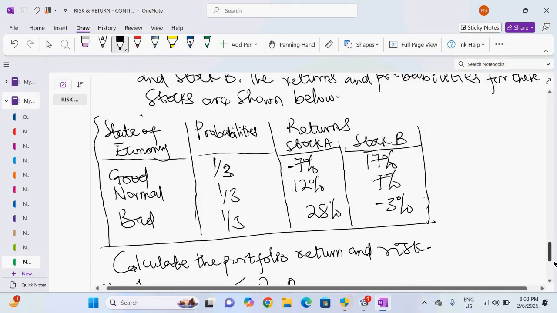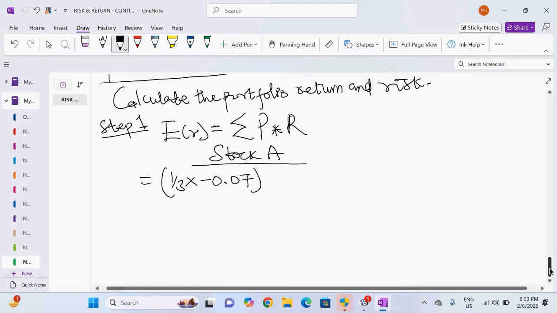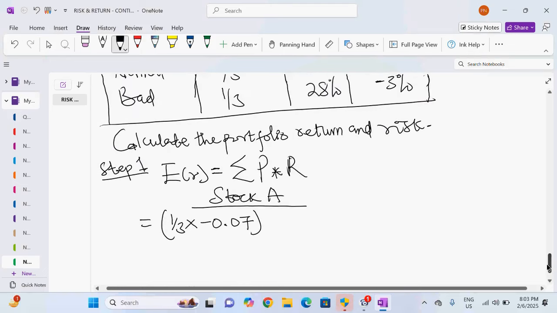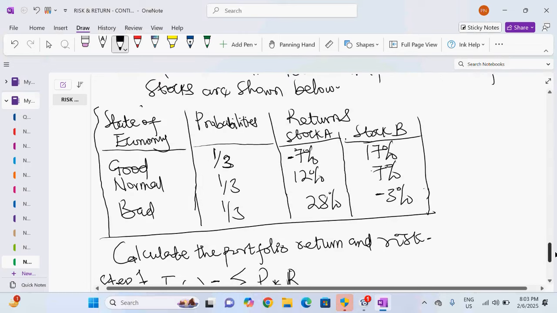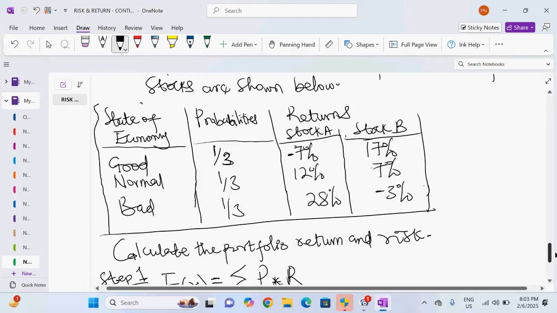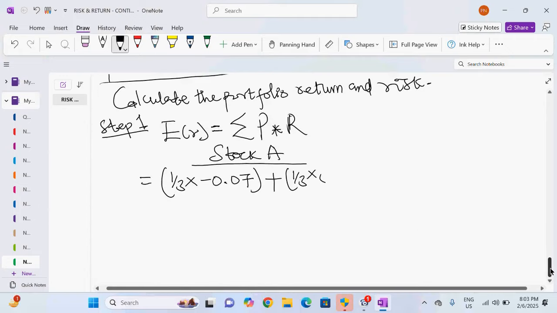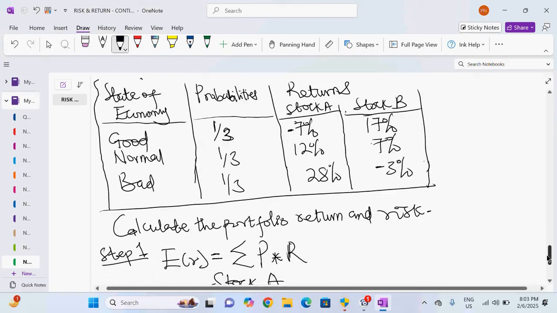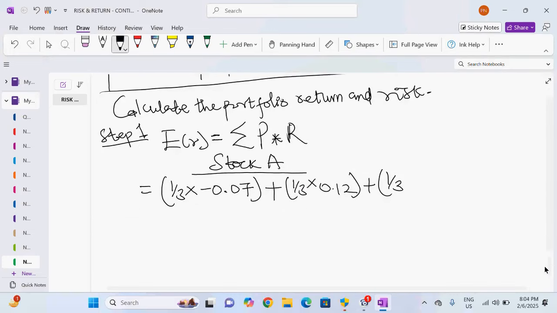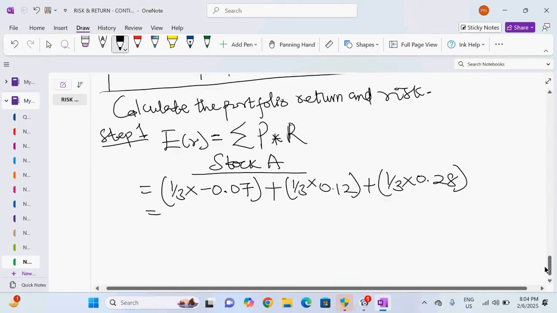So probability times the return. We are doing it for stock A, right? Plus the probability times the return for normal. Normal is 12%, right? 0.12, plus the probability for bad. What is the probability for bad under stock A? 28%, so 0.28. What is the expected return for stock A?